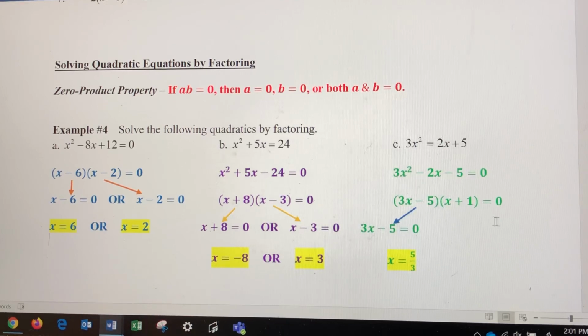Next, I want to set the other factor equal to 0 using the zero product property. Solve, and I get x equals negative 1. Okay, so that's how you solve quadratic equations by factoring.